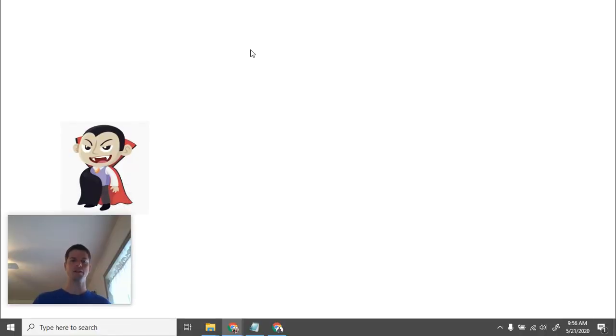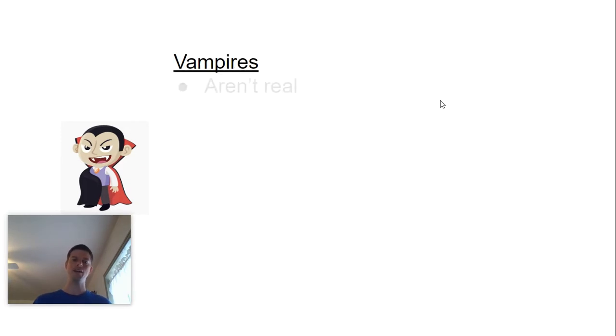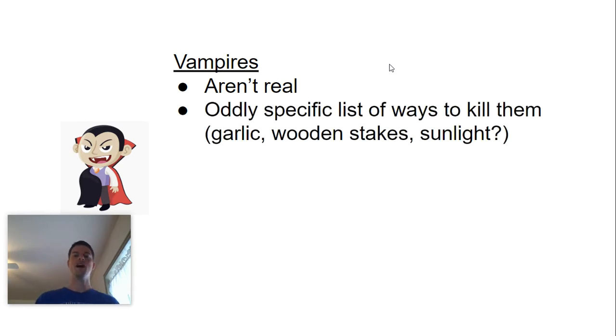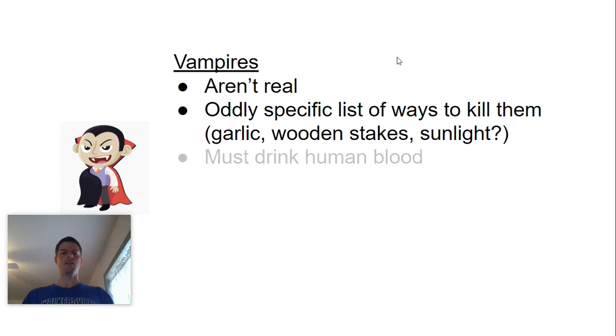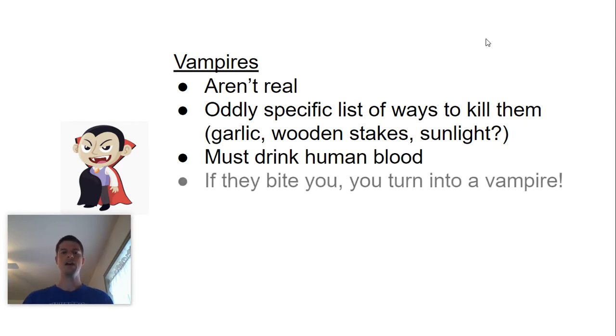Well, first of all, I want to talk about vampires, okay? So you're a little vampire here. What do you know about vampires? Well, I know that they aren't real. At least that's what some people say. There are very oddly specific ways to kill them, like garlic, wooden stakes, sunlight. Or maybe sunlight just gives them a sunburn. I don't know. They also must drink human blood. Apparently, that's a thing, right? Again, going back to the aren't real, but okay. And if they bite you, then you turn into a vampire, right? Some stories have that happening, so we're gonna say that happens here.